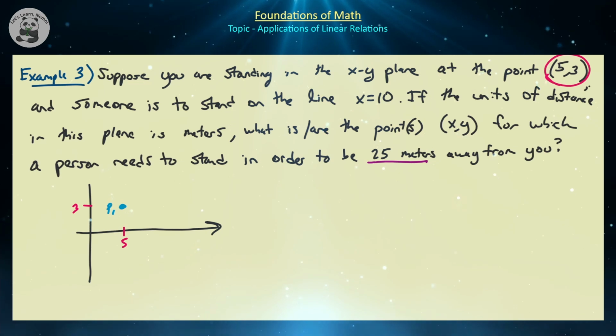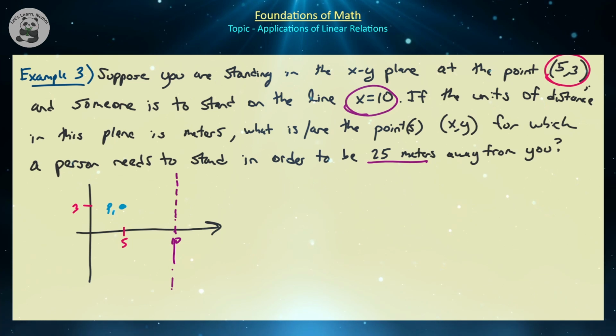Let's call that person 1. The other person needs to stand along the line x is equal to 10, which is located somewhere along here. Obviously, if we were to project horizontally, the distance from 5 to 10 is going to be equal to 5, but we need that person to be 25 meters away from us. Therefore, it needs to be either further up or further down the line.